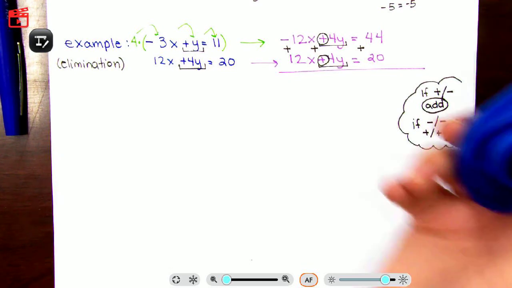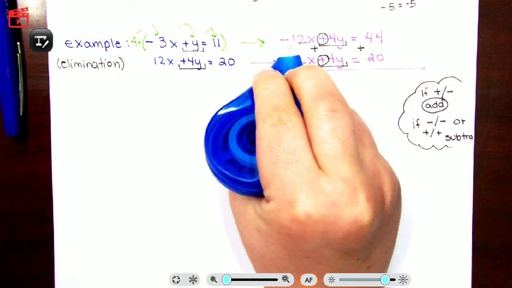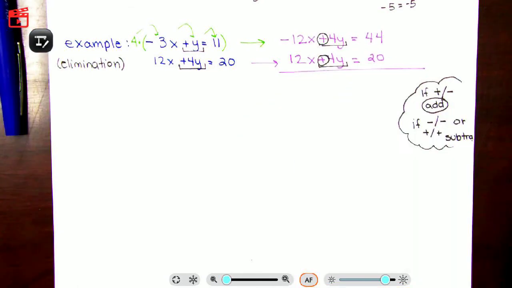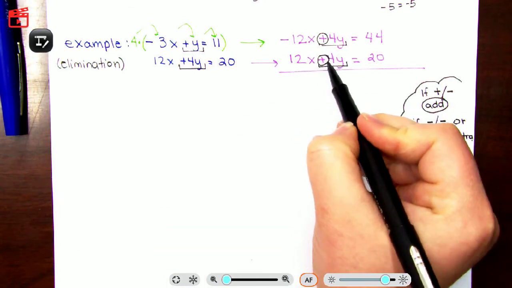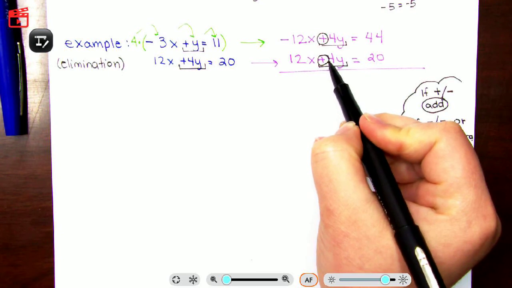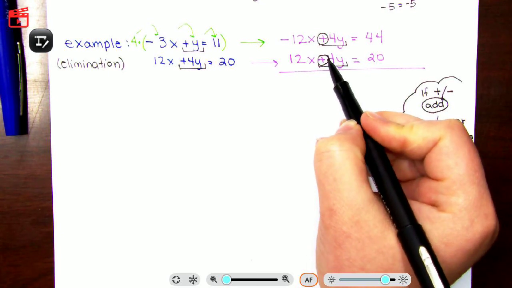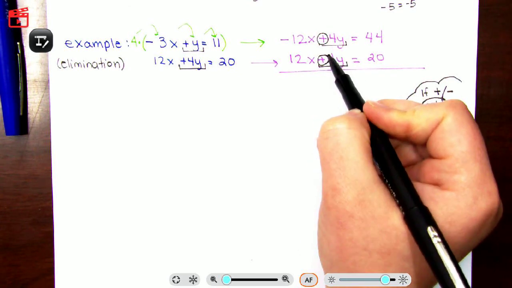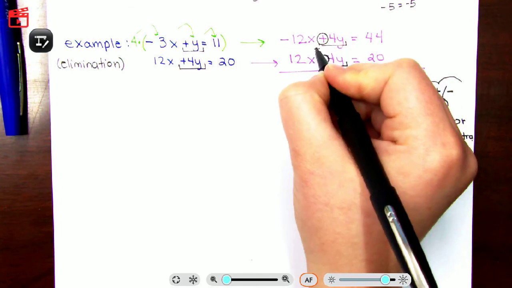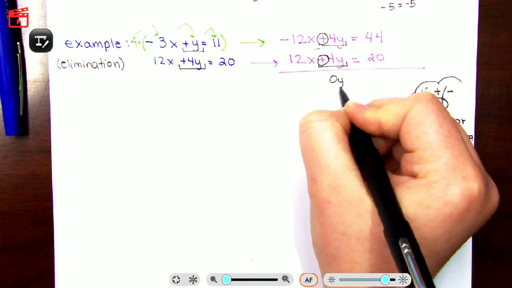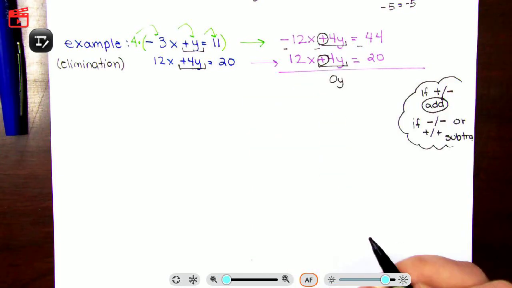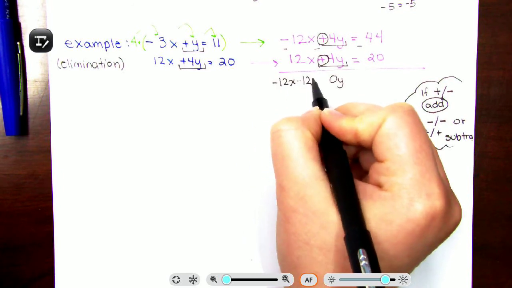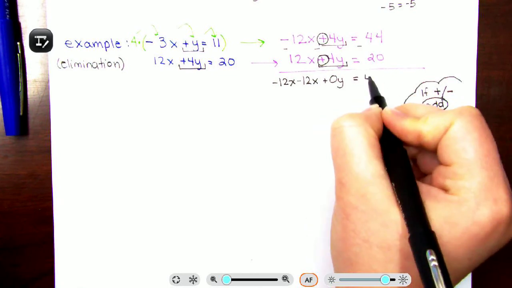And the reason for that, let me get rid of my pluses. We want to cancel or get rid of our y. So 4 plus 4 is 8. Well, 8 is not 0, so it doesn't achieve what I would need it to be. So the only way that I can get rid of 4 and 4 is if I have a minus. So 4 minus 4 is 0. So then all of these have to be the same minuses. So negative 12x minus negative 12x. And then we have 44 minus 20.